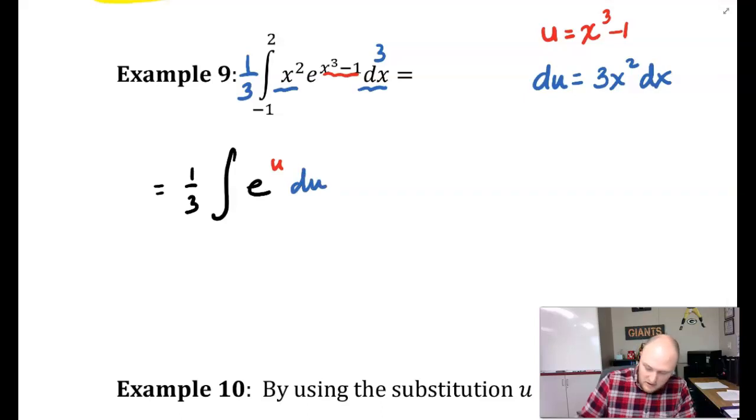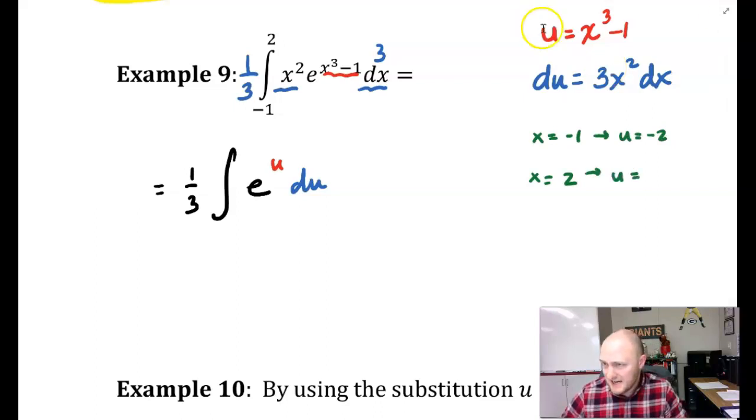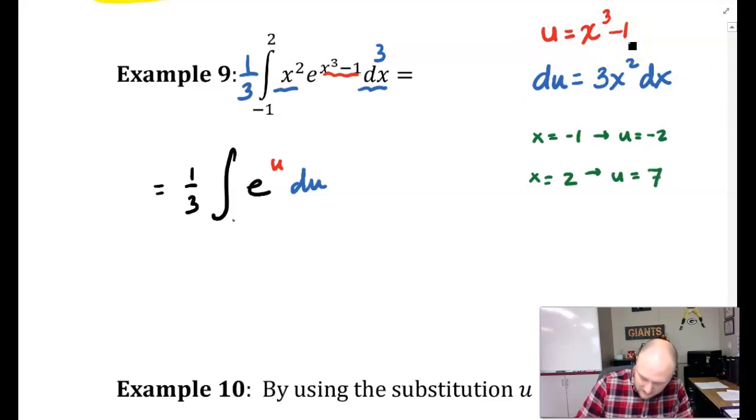Okay, I need to go ahead and change my limits of integration, -1 and 2. So I just plug these in. -1 cubed is -1. Take away 1 gives us -2. And if I plug in 2, this gives us 8 minus 1, 7. So from -2 to 7, those are your limits of integration.